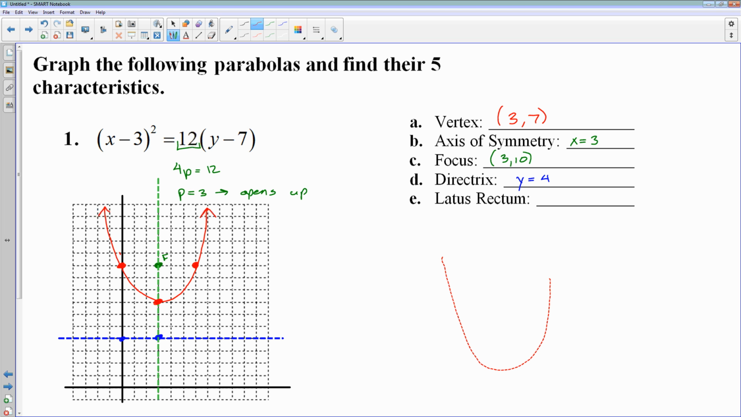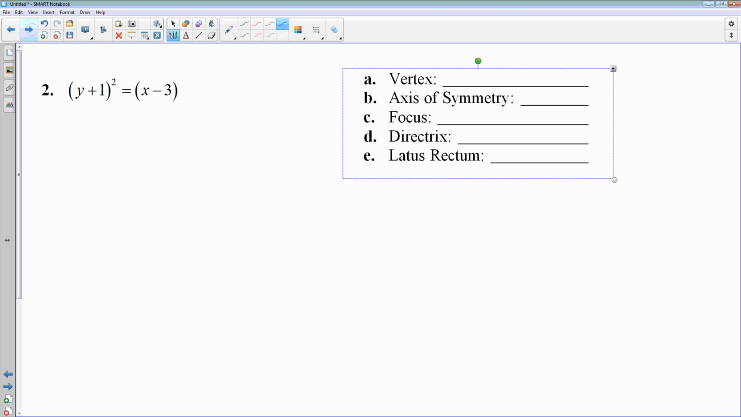So there's that problem. Oh, I never did write my latus rectum. The latus rectum is the entire length across at the focus, and I'll do it in blue, this entire length is 6 units across the parabola at the focus. So our latus rectum, we'll say, is 6. Good? Good. Let's try another one.